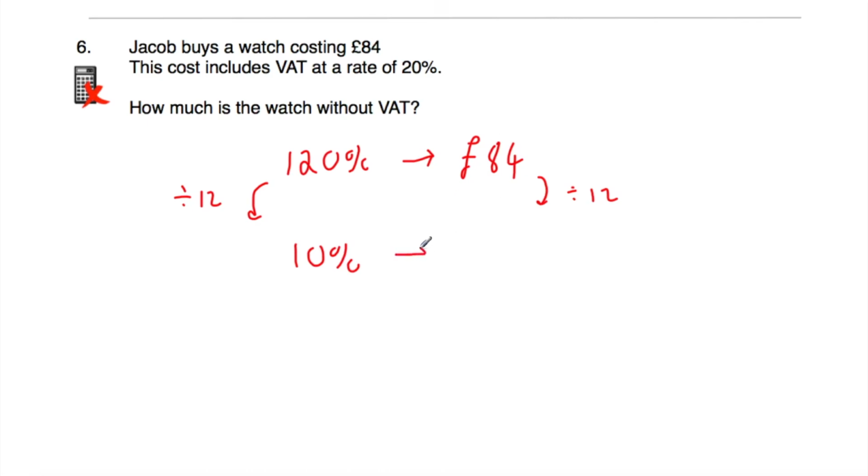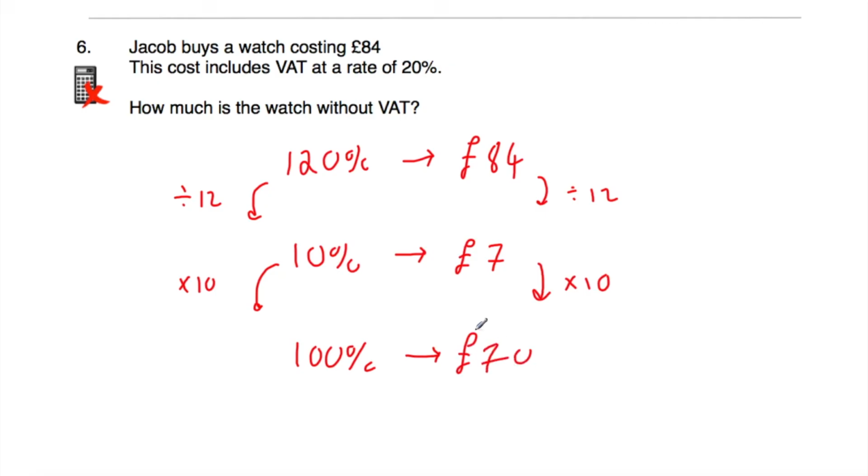So then we're going to do 84 divided by 12, and if you know your 7 times tables or your 12 times tables, you often know that that's equal to 7. So that's £7. So we've got the 10% is equal to £7. Now we want 100%, so we're now going to times by 10 and times by 10, and that'll tell us 100%. So 10 times 10 is 100, so 100% will be equal to 7 times 10, which is £70. So that means the price of the watch before the VAT was added was £70.